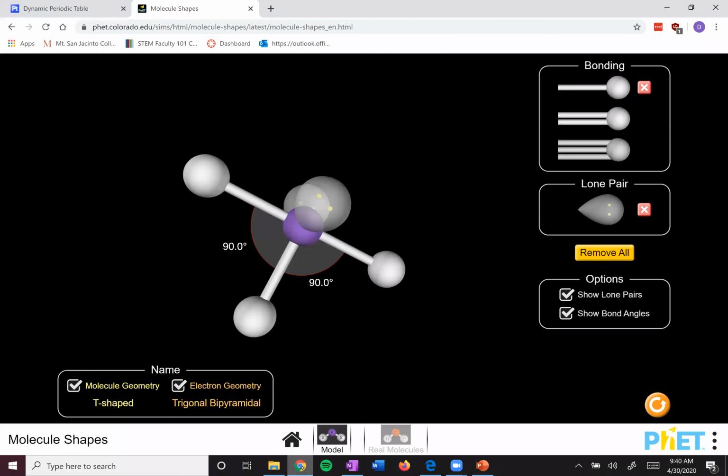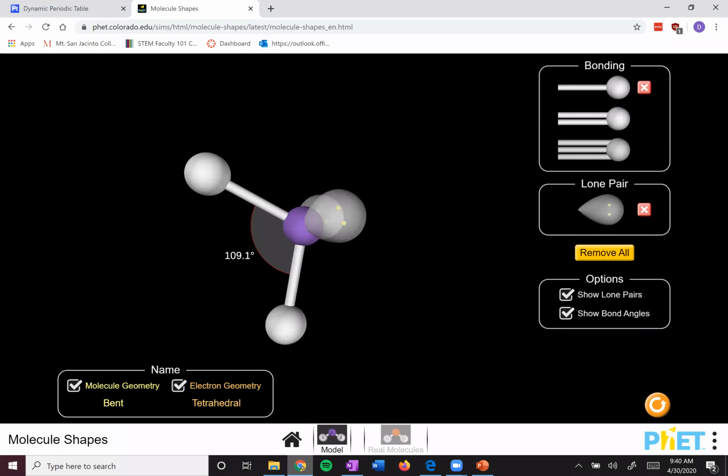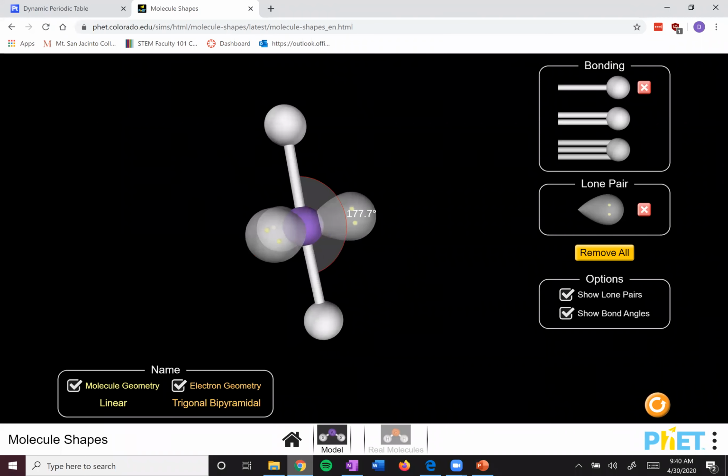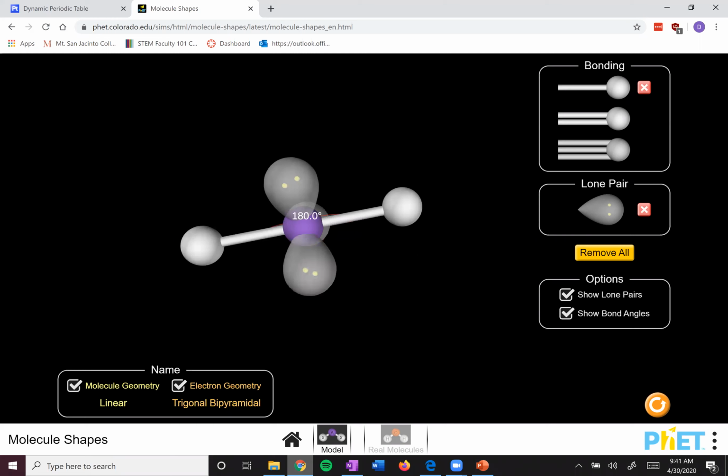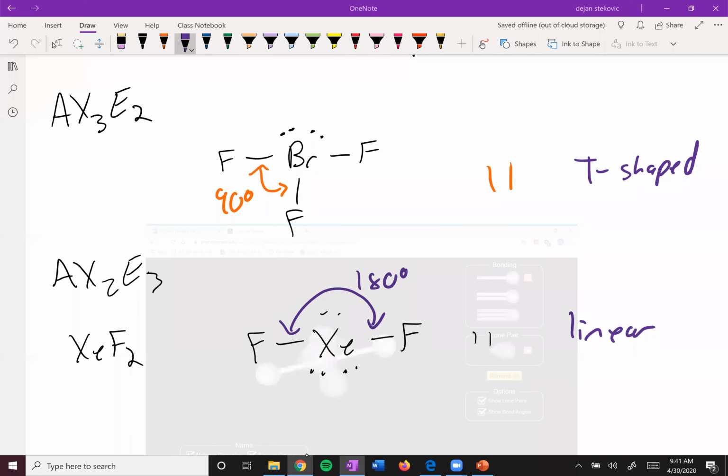So let's take a look at that, get rid of one of our atoms and add another lone pair. And you can see it's linear. Of course, the electron geometry is still trigonal bipyramidal. And that's it.